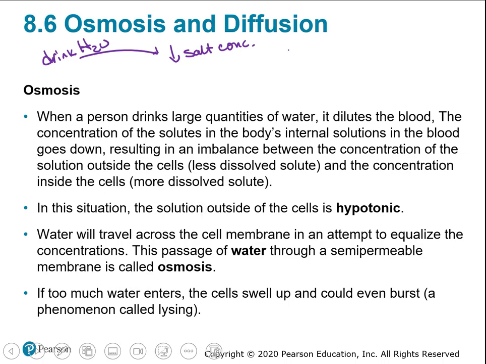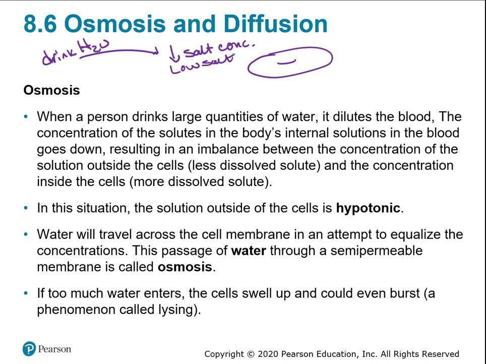Compared to inside of the cell, I'll have low salt outside, but that means that the salt concentration inside becomes higher comparatively. So I have low salt outside of the cell. The salt concentration inside is really isotonic, but compared to what's going on outside, it's actually higher than it should be.